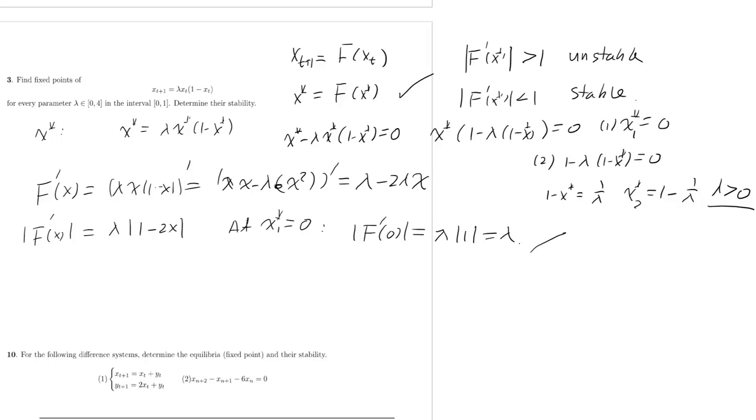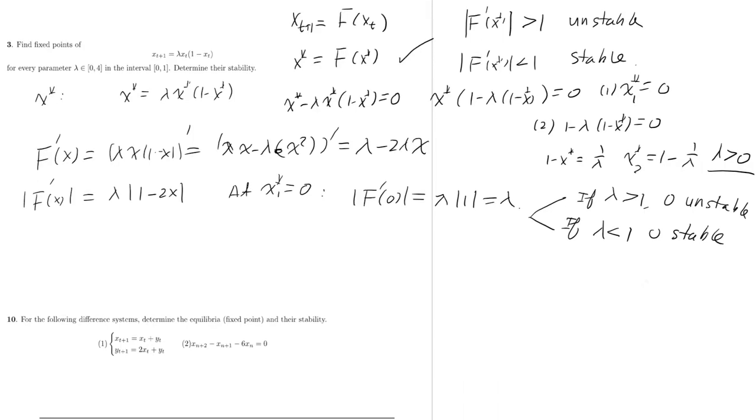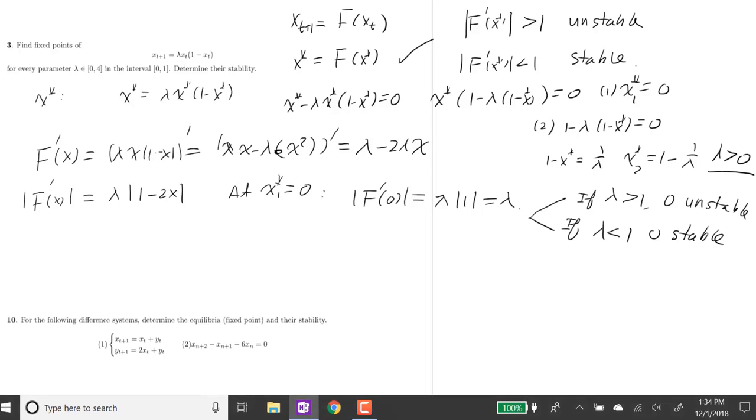So we have the following conclusion. If lambda is greater than 1, then 0 is unstable. If lambda is less than 1, then 0 is stable. Now you may ask what's going to happen if lambda is equal to 1. Then this derivative method fails. We can also use other geometric methods to look at its stability, but that's not the topic of this segment. So we just look at these two regions for lambda.